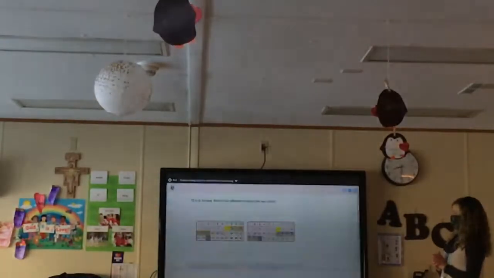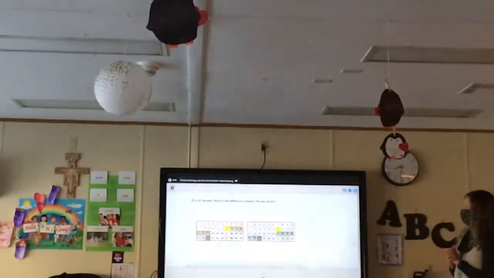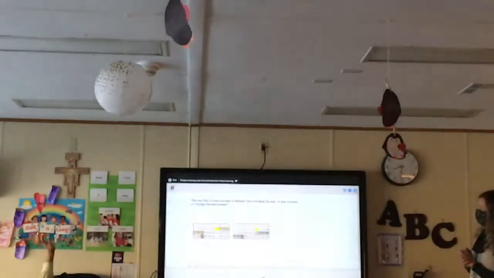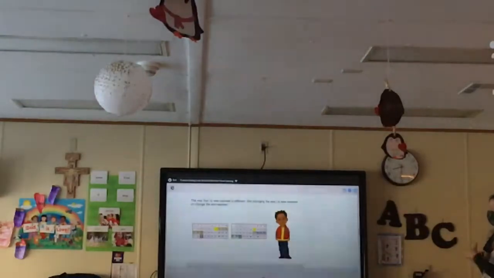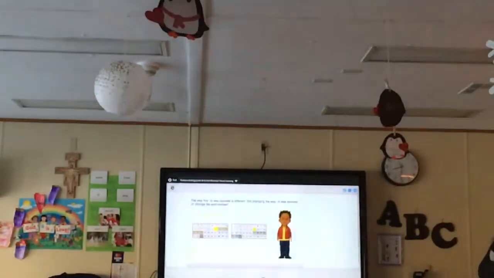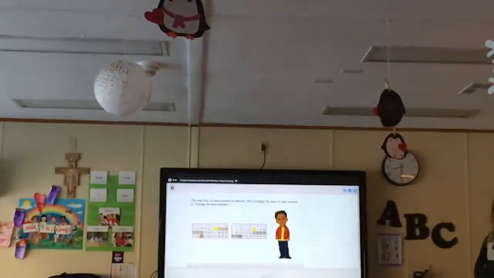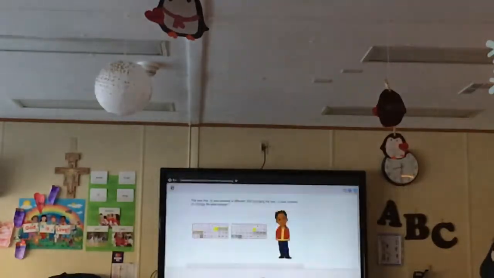What is the difference between the two charts? So see the difference there? The way that 16 was counted is different. Did changing the way 16 was counted change the end number? No, it didn't. Very good.